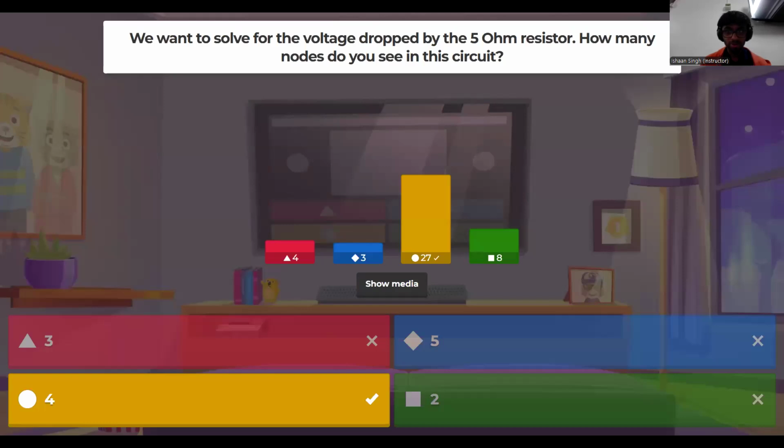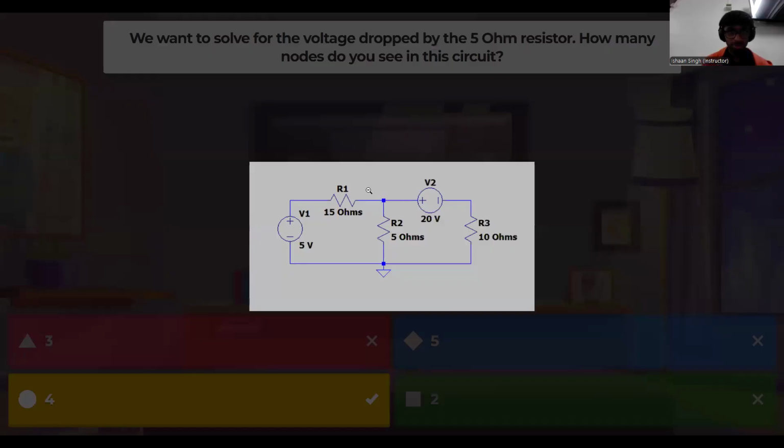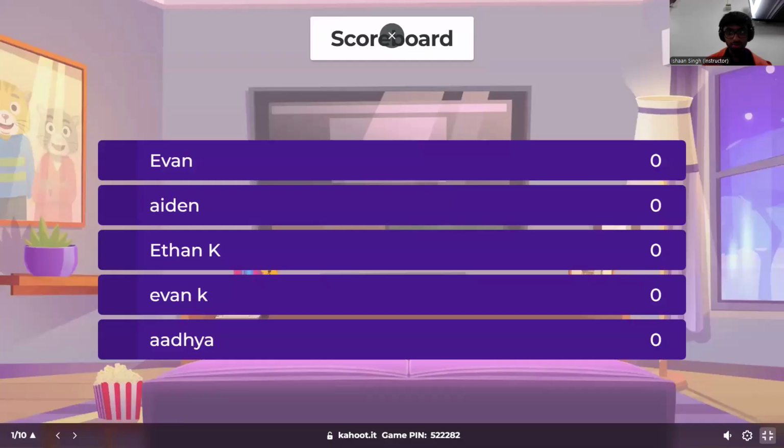Okay, so 27. That's pretty good. Just to be clear, can you guys see my cursor right now? There's one node at the left, one node in the middle, one node on the right, and one at the bottom. Wherever two or more elements are connected only by wire is a node. Okay, that one's pretty simple. Nice job, guys.